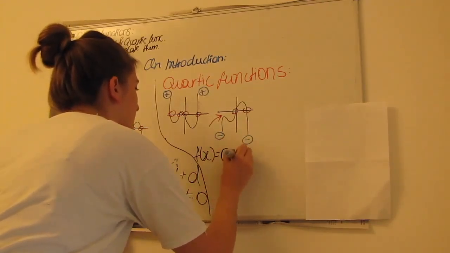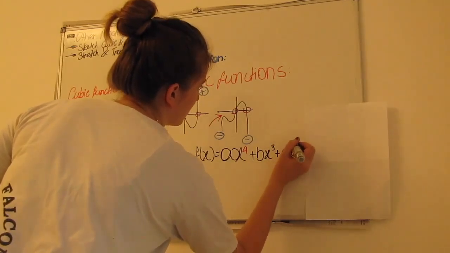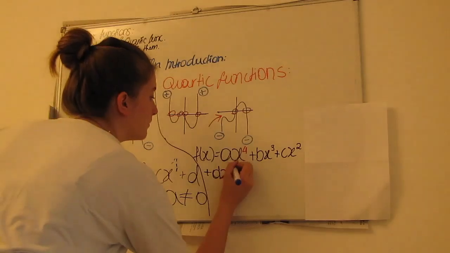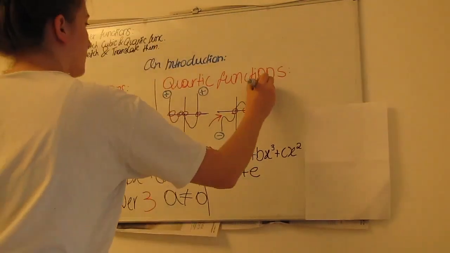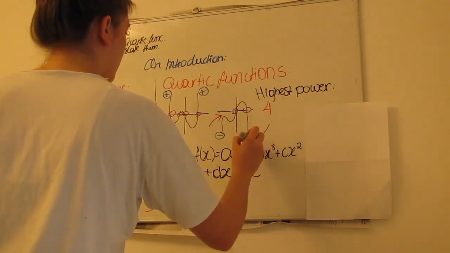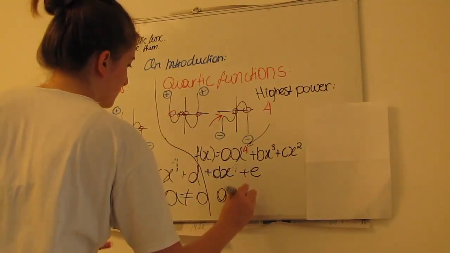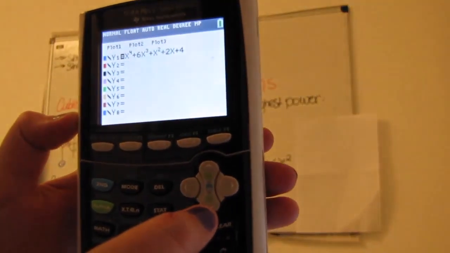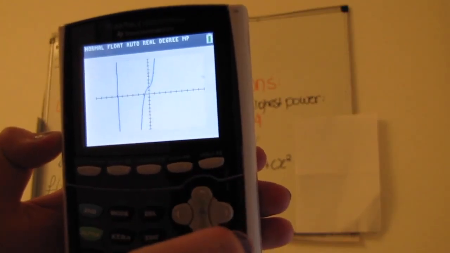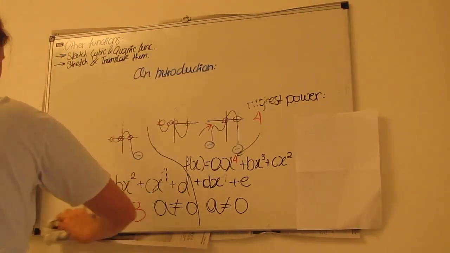So the formula for the quartic functions is ax to the power of 4 plus bx to the power of 3 plus cx to the power of 2 plus dx to the power of, the ghost, 1 plus e. So as we can see, 4 is the highest power in this formula, and a cannot be equal to 0 either, or else it just turns into a cubic function. Now I'm just graphing a random quartic function onto my GDC, and as we can see, the curve is not always very apparent in these functions.